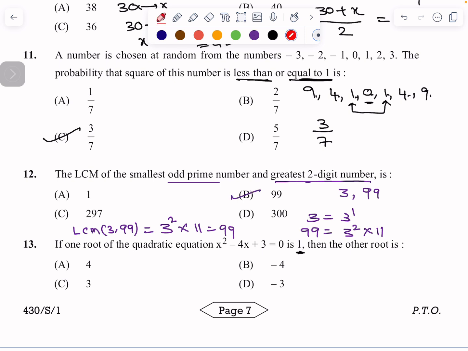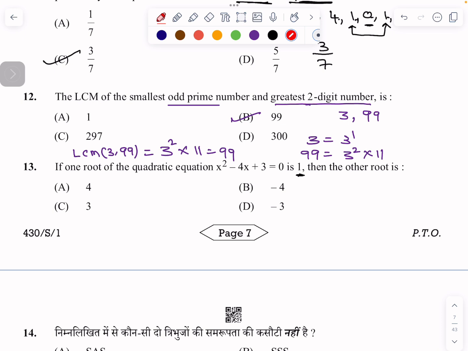Okay. Next question. If one root of the quadratic equation x square minus 4x plus 3 equal to 0 is 1, then find the other root. Just substitute 4 and -4, 3 and -3 in this given equation; the value for which the equation becomes 0 is our answer. This is one way, and there is another way also. You can split the middle term in x square minus 4x plus 3 equal to 0.